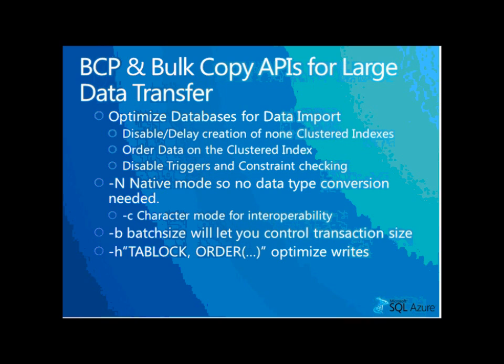Disable and delay your creation of non-clustered indexes, not "none there." That's a typo. Order data on the clustered index. Disable triggers and constraints. If you are going from SQL Server to SQL Azure, then you can use native mode, so there's no data type conversion check. Character mode for interoperability if you're not. Batch size is going to control the transaction size, very important. And then the -h is a TABLOCK hint, optimizing your writes. So just some things that are well known but good to remember when you're using BCP.